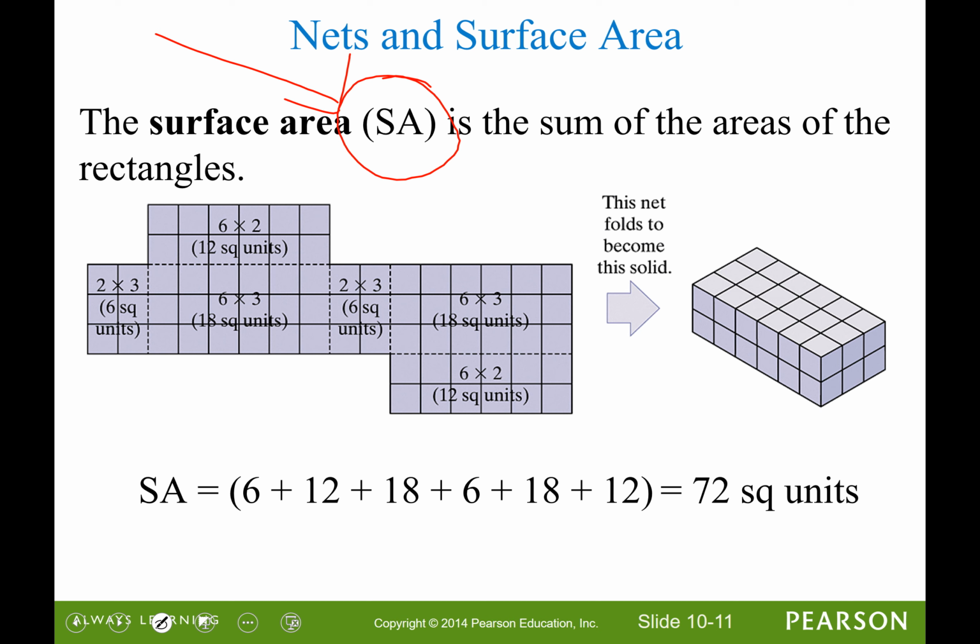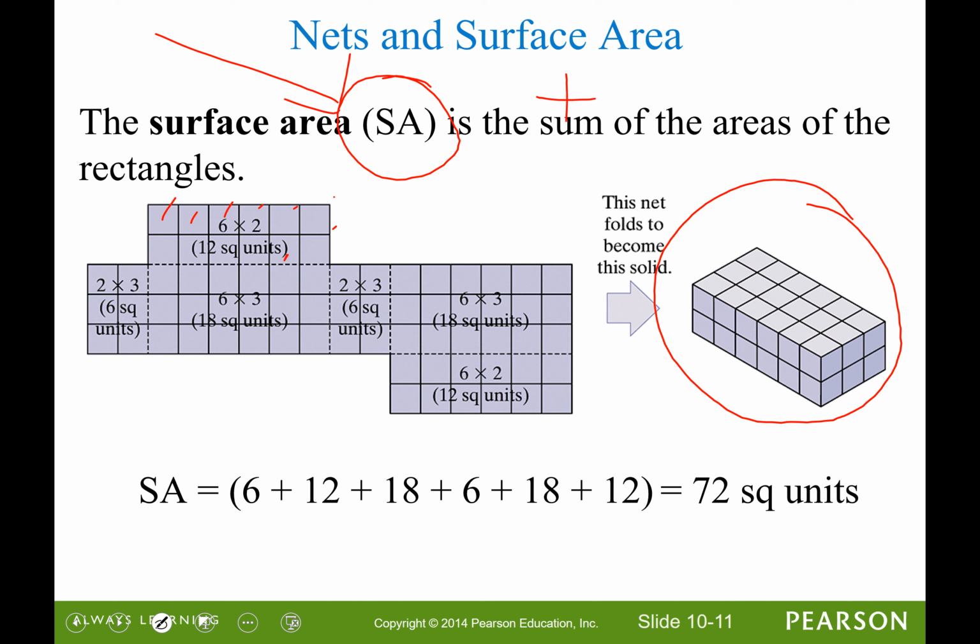The surface area is the sum, that means add them up, of the areas of the rectangles. So remember, area follows the rules of addition. So if we just take the area of each of these little rectangles and we add them up, then we'll have the entire surface area. So what you see here is this solid right there. It almost looks like, maybe think of a shoebox.